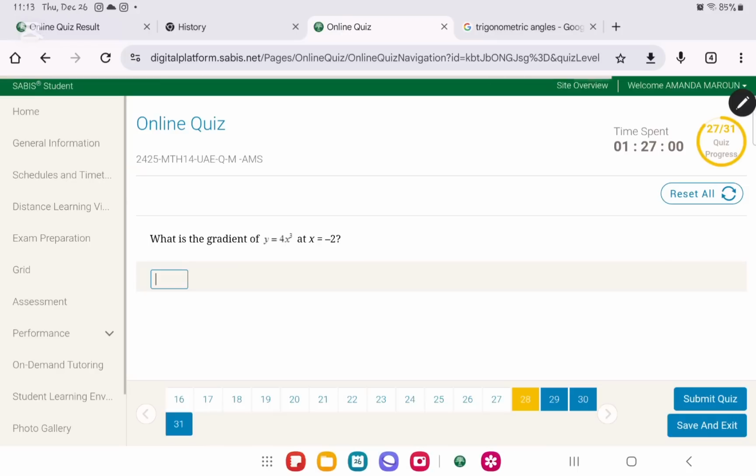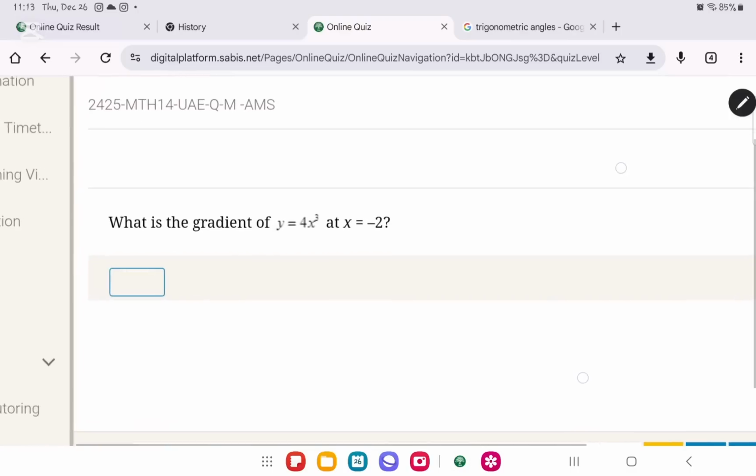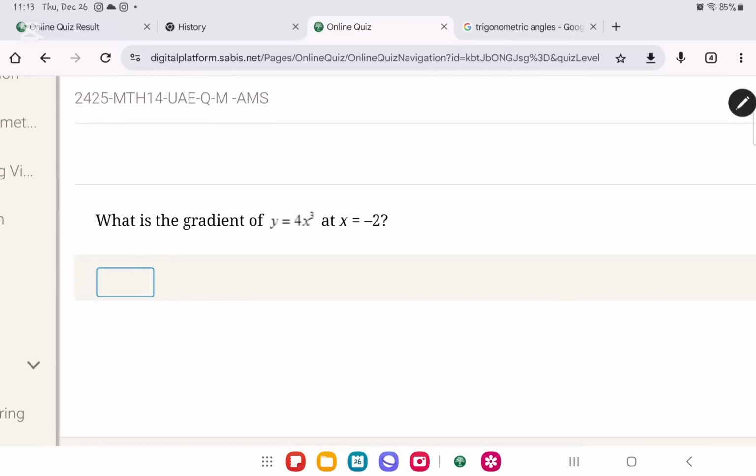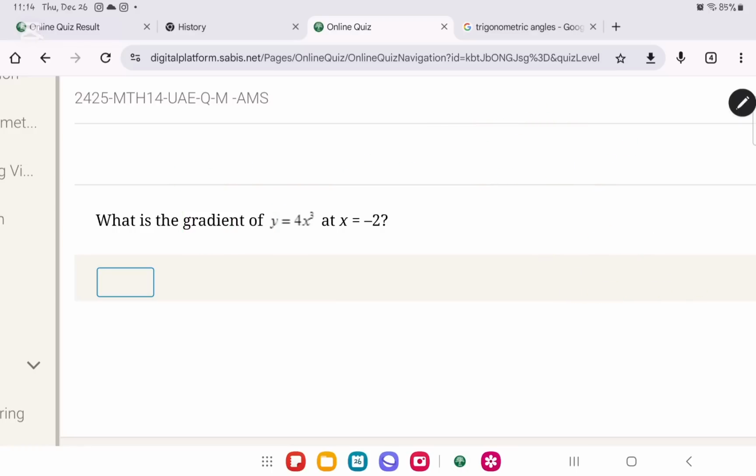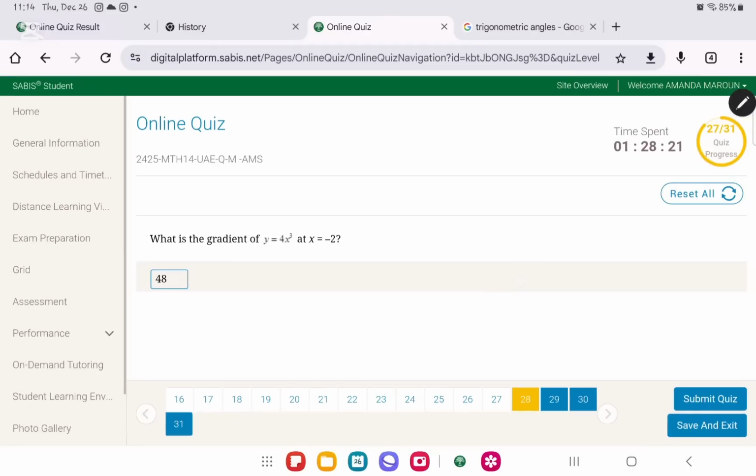Next up, we move on to question number 28. They are asking for the gradient. Now, very simply, the gradient means the slope, and to find the slope, we have to find the derivative. So let's find the derivative. It becomes y is equal to 12x to the power of 2. You guys have to practice how to do your derivatives, or else this is going to be a bit harder than usual. Okay, and then we just substitute it, so it becomes 12 times minus 2 to the power of 2. So 12 times 4, which is then 48. So the slope or the gradient is 48.